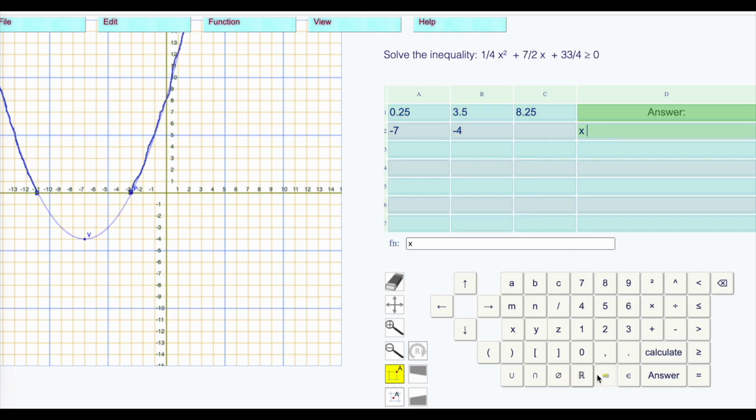When x is a member of, from negative infinity all the way over to negative 11, round bracket on negative infinity until negative 11. The negative 11 is included, so a square bracket on the negative 11. Union, square bracket on the negative 3, because the negative 3 is included, until infinity, and a round bracket on infinity. And then we press answer to see if we're right.